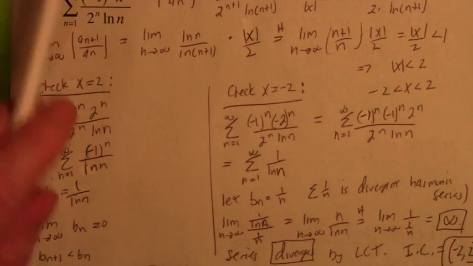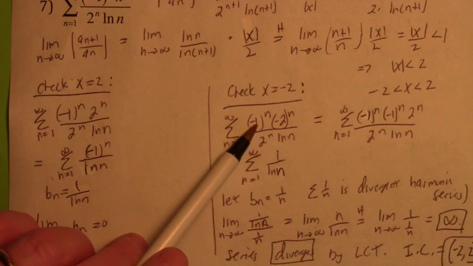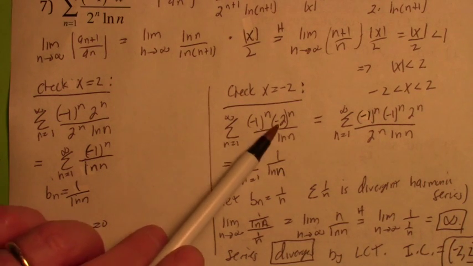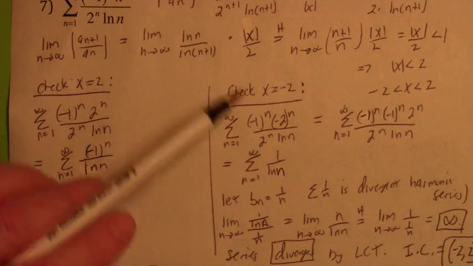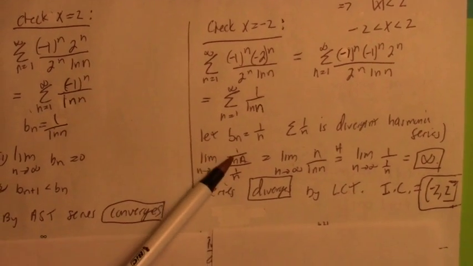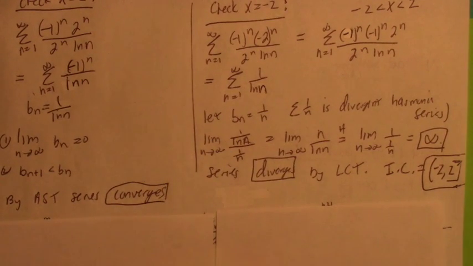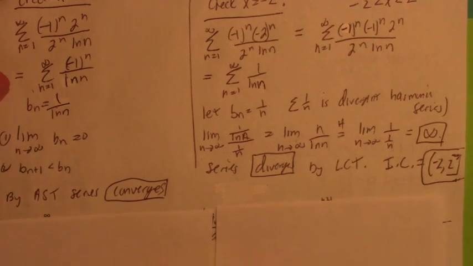When you simplify it, you plug in negative 2, and these become 2, so this just becomes 2 to the n. The whole thing reduces to 1 over ln of n, and you could use the limit comparison test with 1 over n to show that it diverges. So you should have gotten open on negative 2, closed on 2.